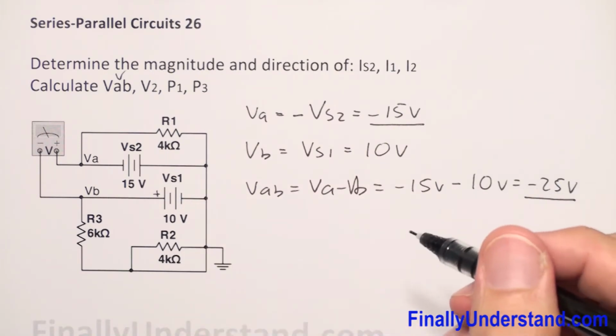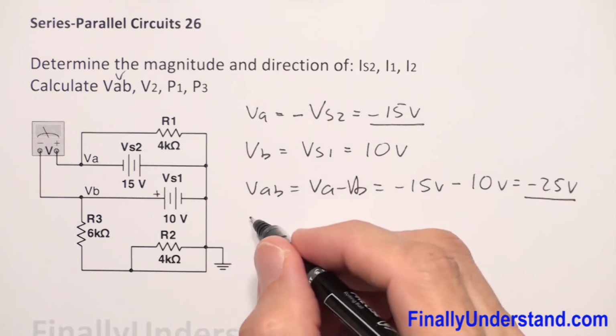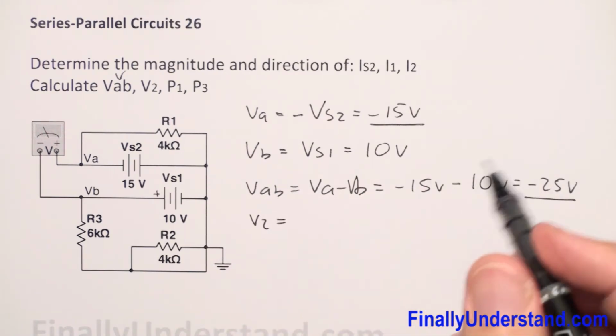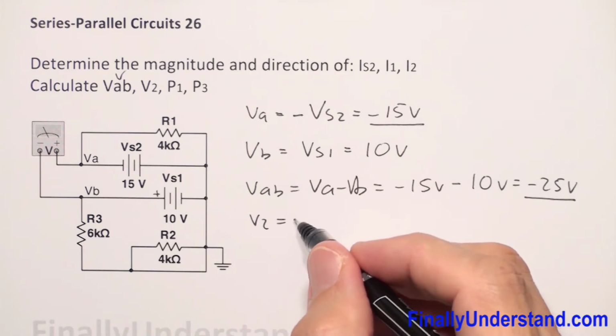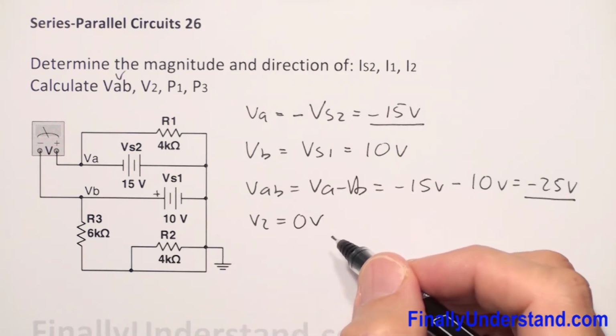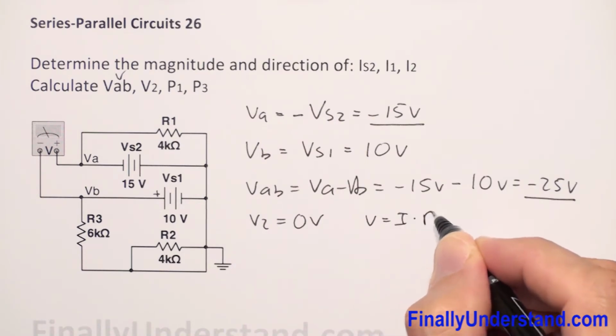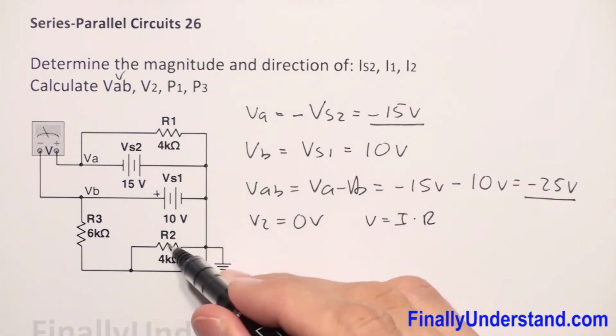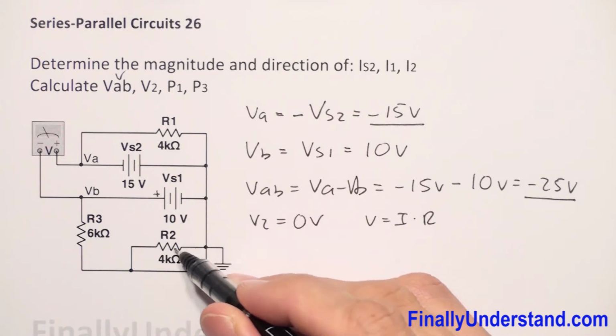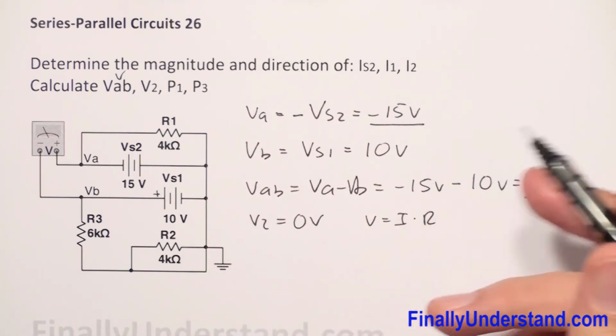That's why V2 is going to be equal to 0 volts, because voltage is equal to current times resistance. If there is no current going through the resistor, the voltage is equal to 0.